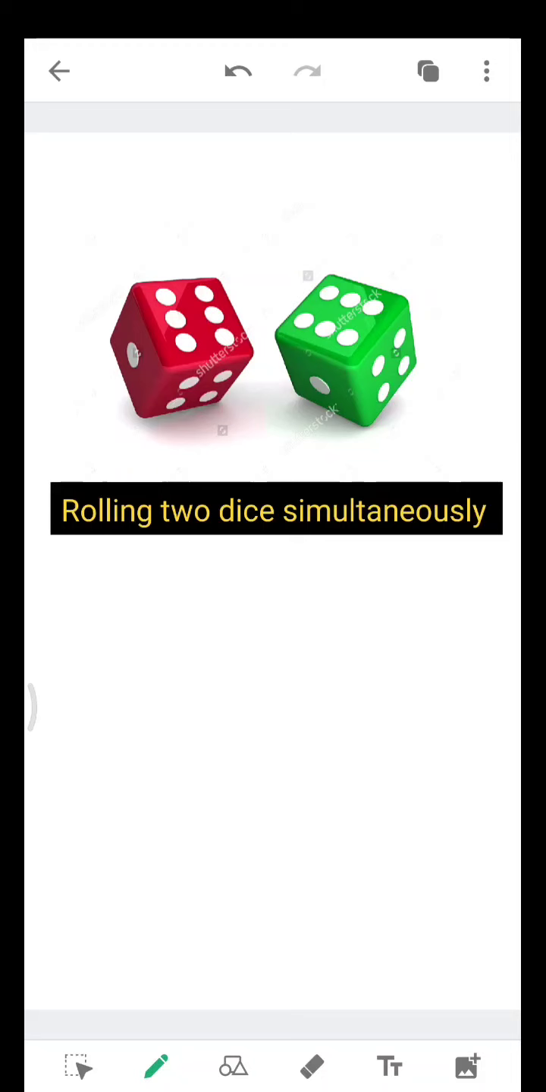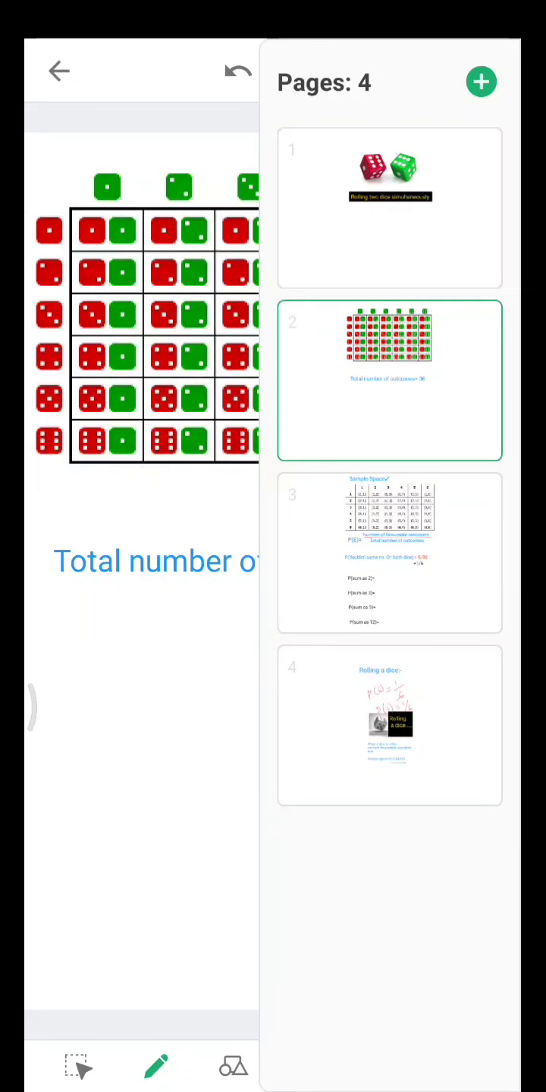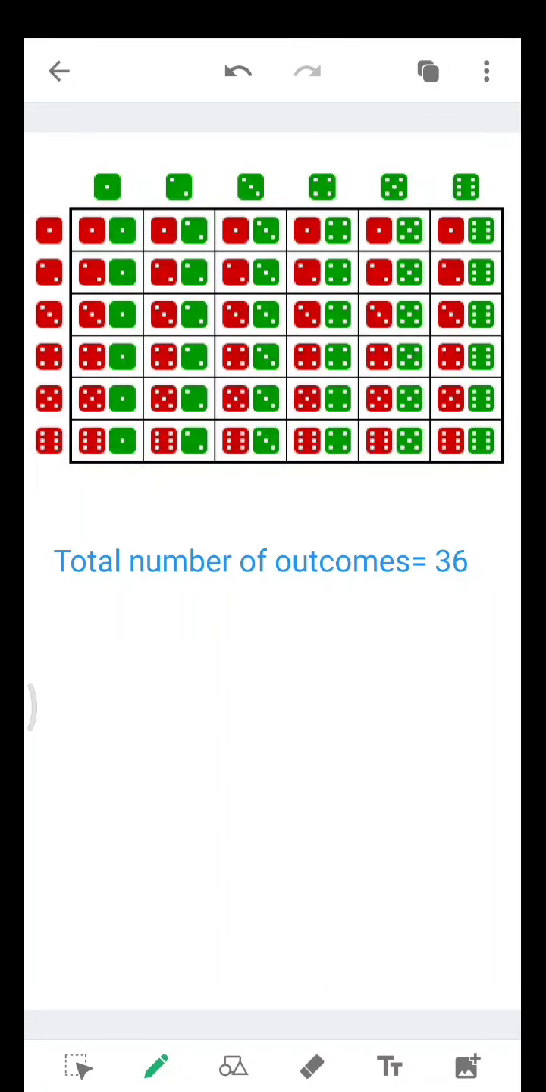When we roll two dice simultaneously, let's see how many outcomes we have. You can see here we have a total of 36 outcomes. How is it possible? Let's see now. Suppose you rolled the dice. First time you got 1 on the red one and 1 on the green. Is it possible or not?